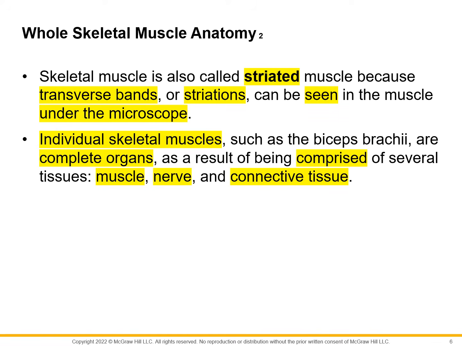Next, skeletal muscles are also called striated muscles because they have these lines or striations that we may be able to see upon microscopic examination.